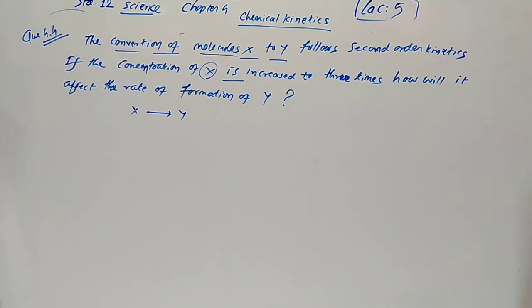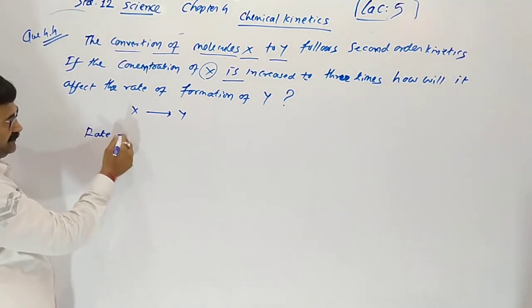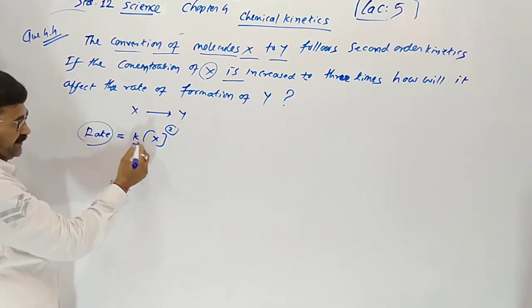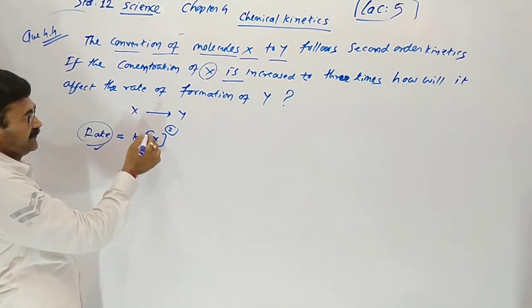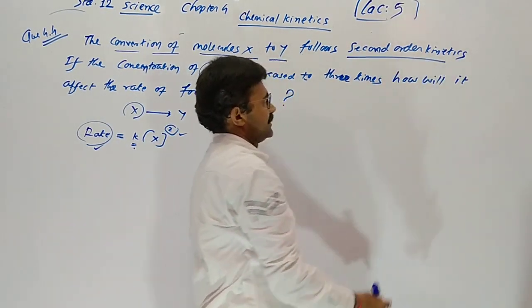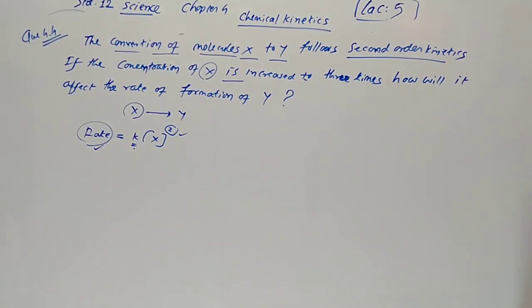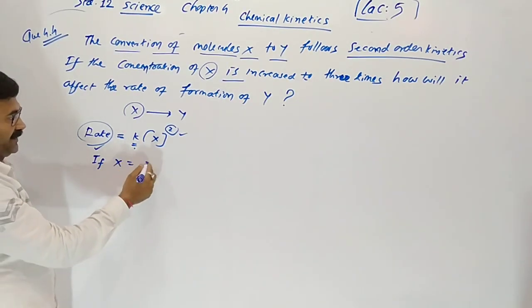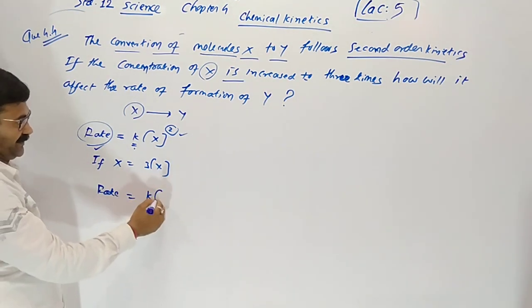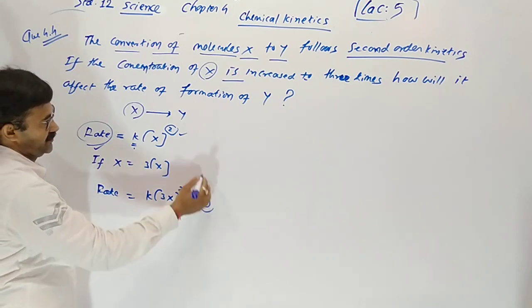So yes, initial rate is equal to K. K means rate constant. Rate equals K times X raised to 2. In the question it is given as second order kinetics, so the order should be 2. If X is thrice, so now rate will be K times (3X) squared.